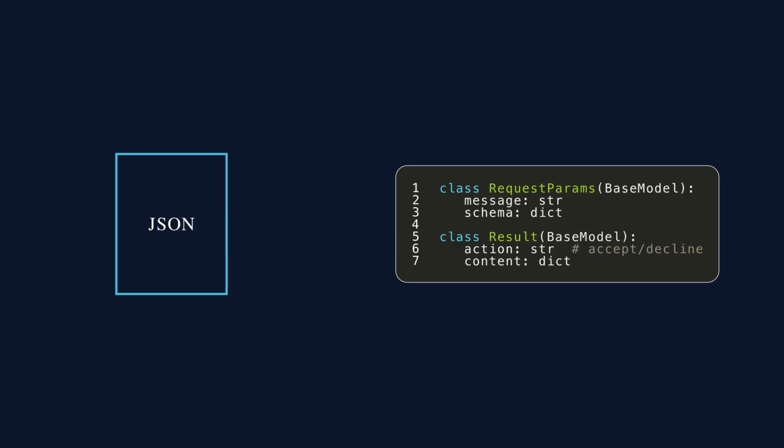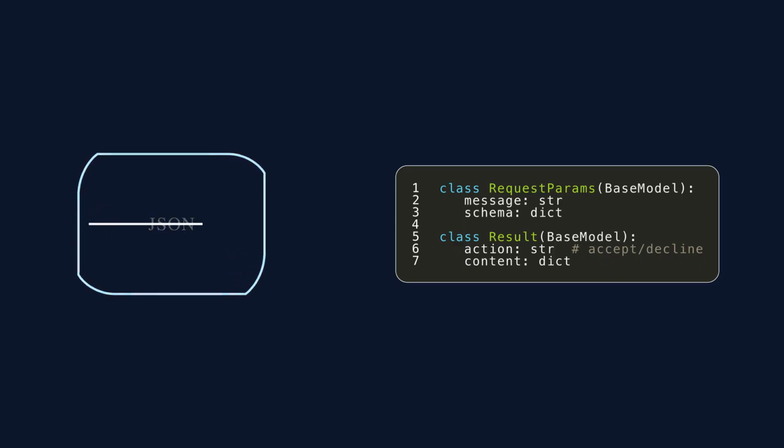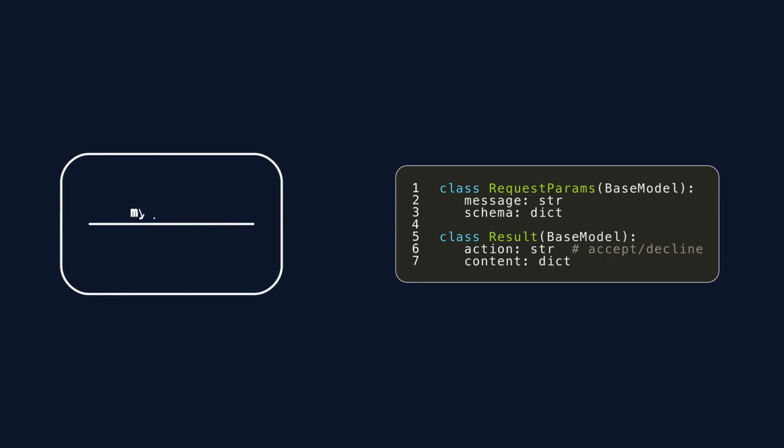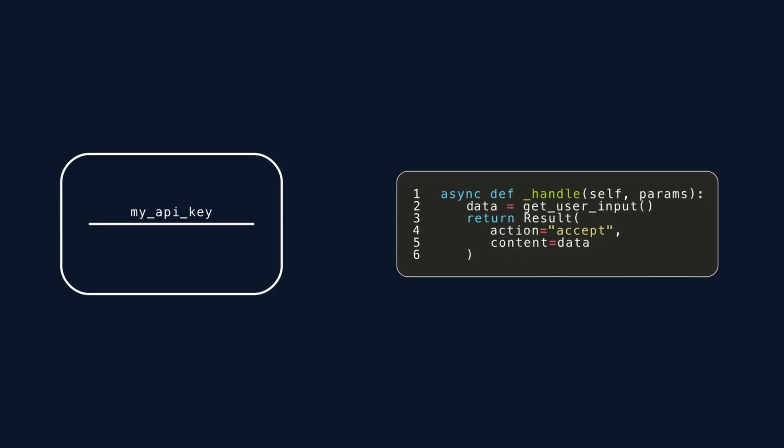I need a string for the region and a number for the count. On the client side, this triggers a UI element like a pop-up or a chat bubble. But notice the control flow here. The user has three choices: accept, decline, or cancel.